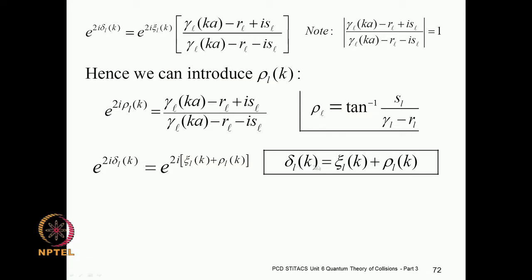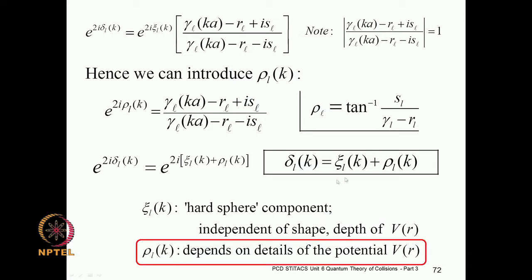So delta we have written as a sum of these two phase shifts. This part is coming from the hard sphere, and the details of the potential then don't matter, okay, because it is just the hard sphere component. The second component rho is what contains the detailed dynamics of the collision process. So rho is the one which will be determined by the details of the potential V.